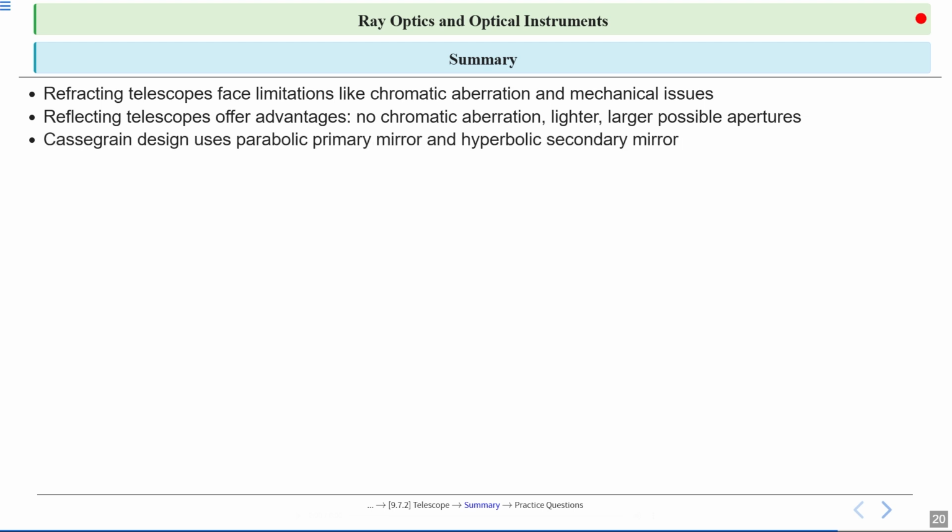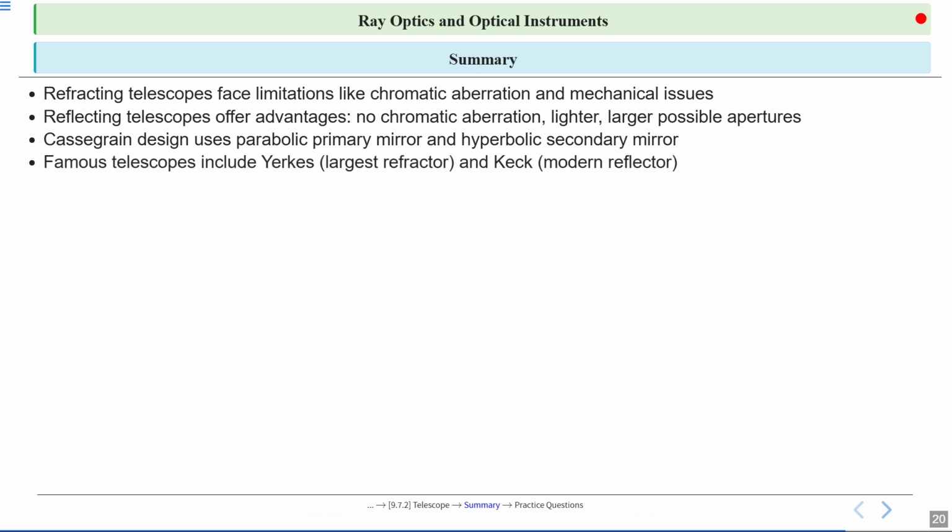We will look at the Cassegrain design, a popular type of reflecting telescope. This design uses a parabolic primary mirror and a hyperbolic secondary mirror. The parabolic mirror helps focus light to a point, while the hyperbolic mirror reflects the light back through a hole in the primary mirror, allowing for a more compact telescope design.